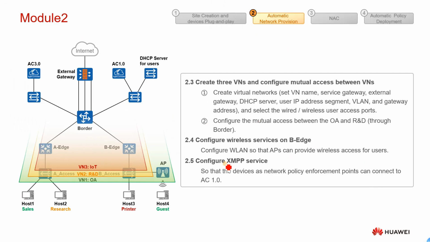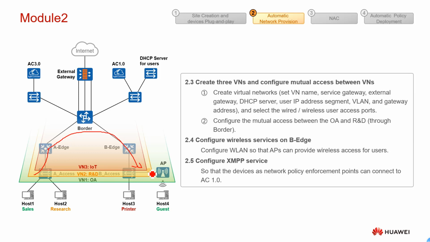Well, let's go to step 2.5. In this step, I'm going to configure the XMPP service on A-Edge and B-Edge. That's because I'm going to use these two switches as the policy execution point. That means when the data goes through A-Edge or B-Edge, these two switches will check, for example, the source IP address and the destination IP address to find out the source group and the destination group. This is a very important mechanism of free mobility.